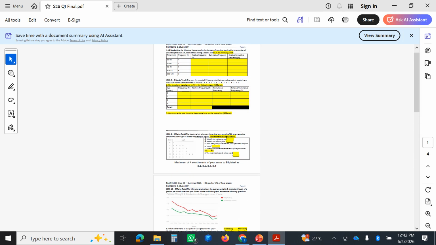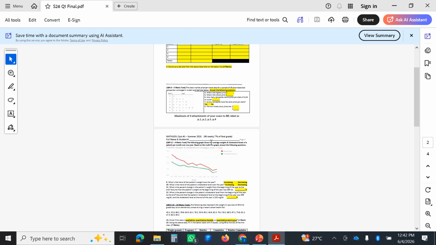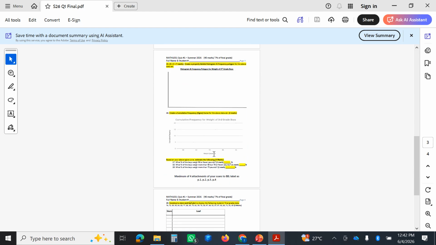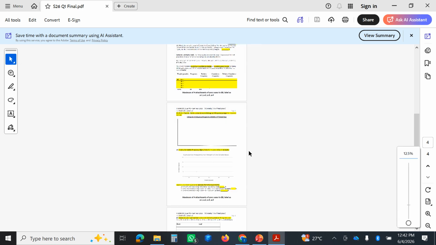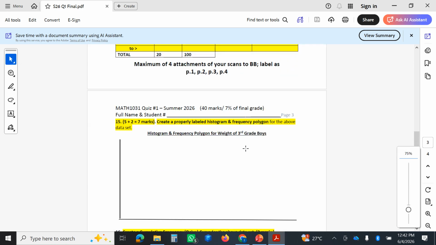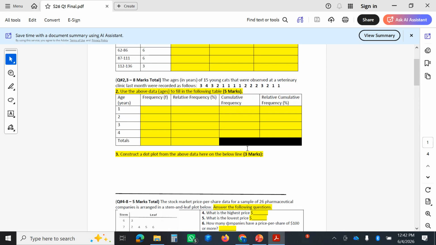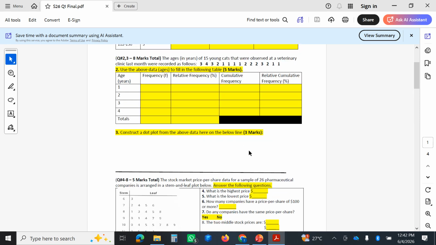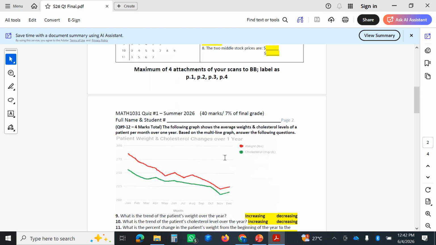And you'll either scan the whole thing in one, so there's one attachment, which would be very nice, page 1, 2, 3, 4. Or you'll label them as P1, P2, P3, and P4. Okay, it just helps me mark because I've got a lot of these. And yeah, the happier I am, the better the mark. Anyway, that's what's going on there for the stem and leaf.